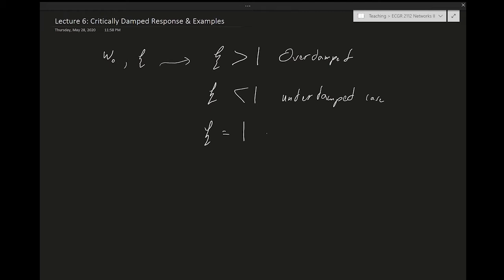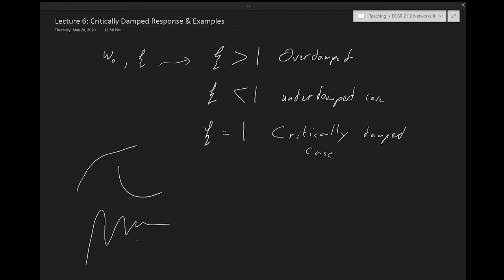When the damping coefficient equals 1, this is called the critically damped case. It's at the borderline between being overdamped and underdamped. So it's the borderline between showing mainly exponential behavior in the case of overdamped, and underdamped shows oscillatory behavior, right? So it is kind of like the in between case.